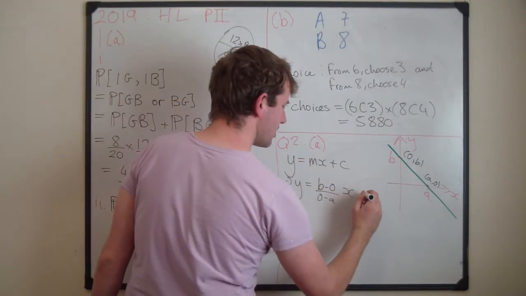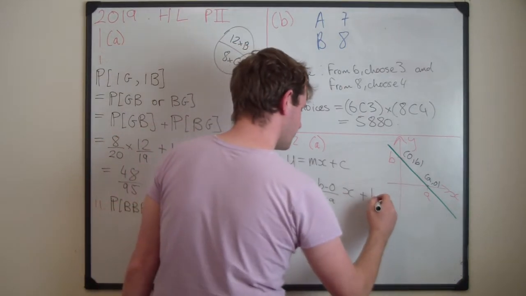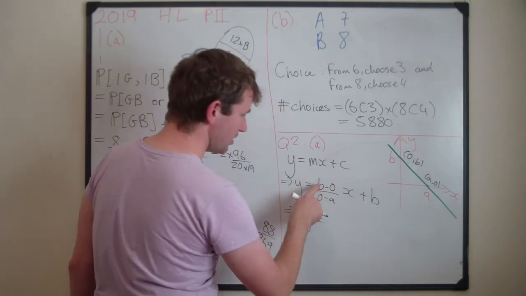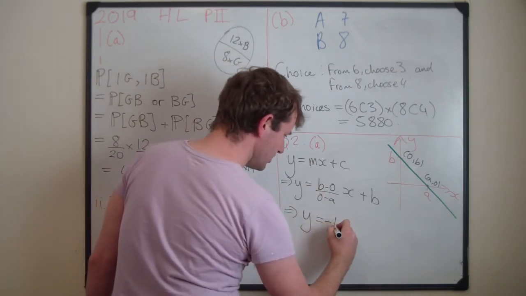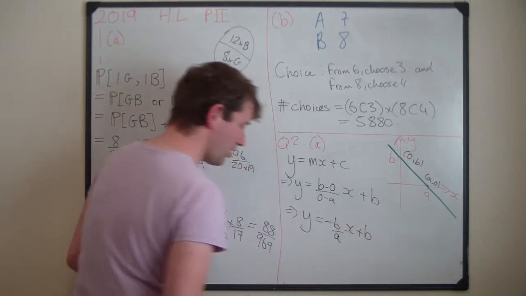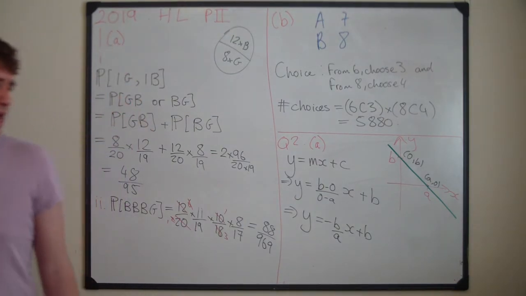Times x plus c, and c is where it cuts the y-axis, which is b. Okay, so what we have is y is equal to, now b over minus a is minus b over a, x plus b. Now what we want to do is write it in a particular form. I think it's called the intercept form: x over a plus y over b is equal to 1.